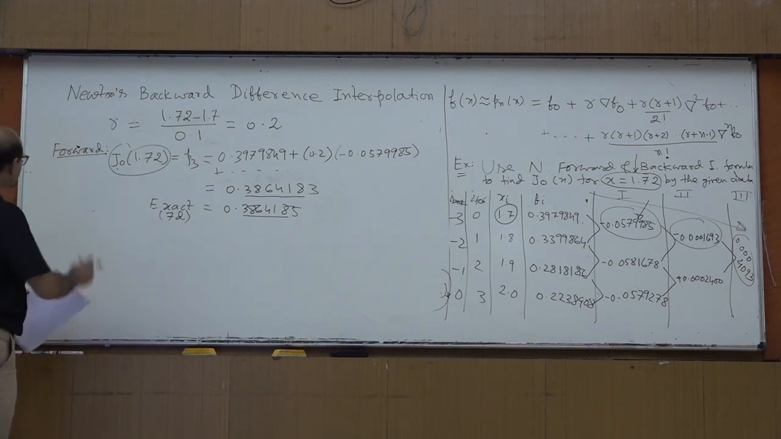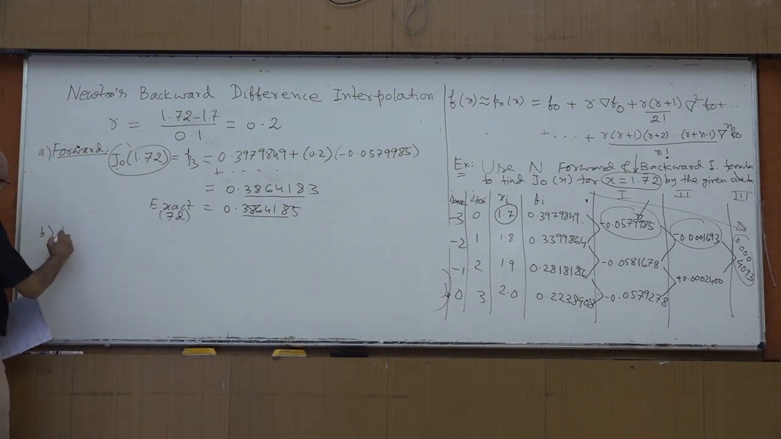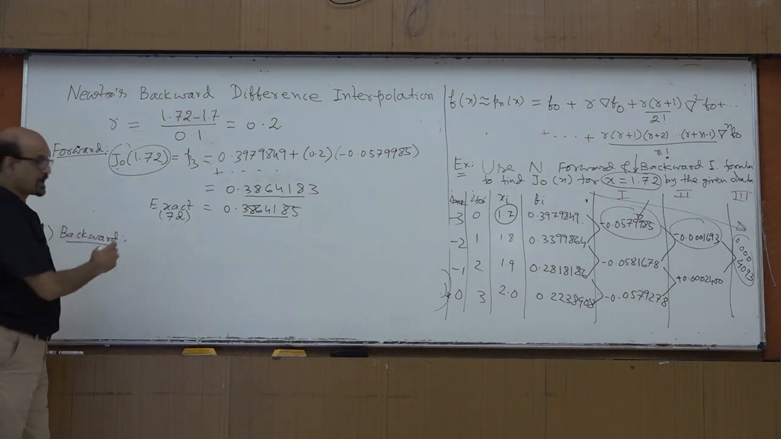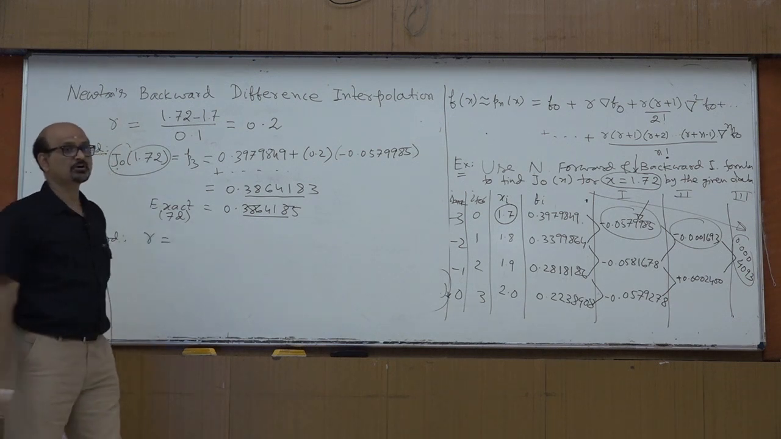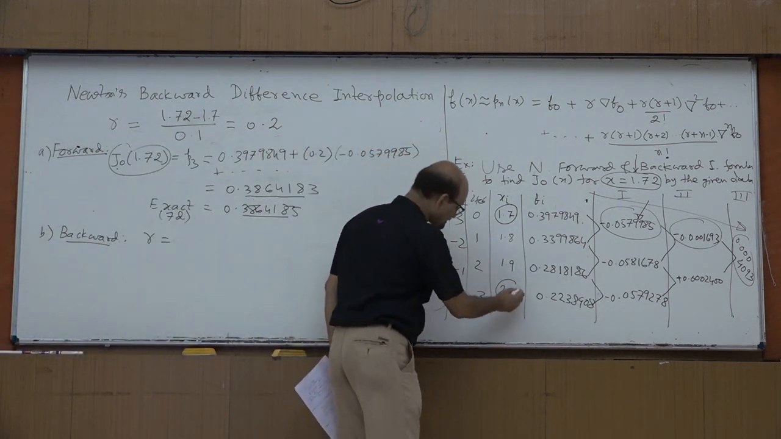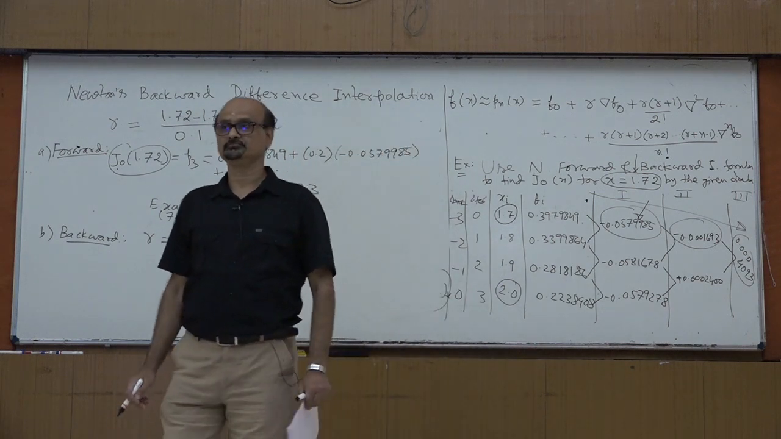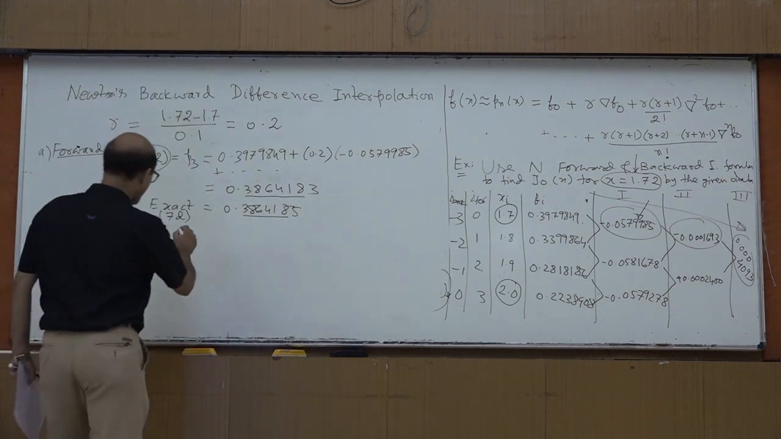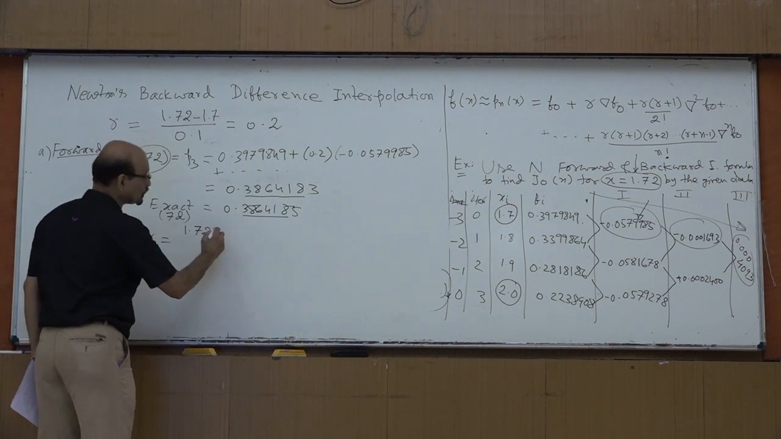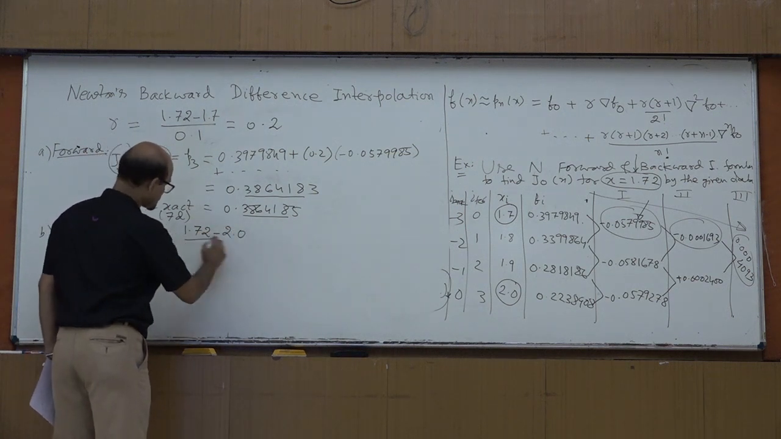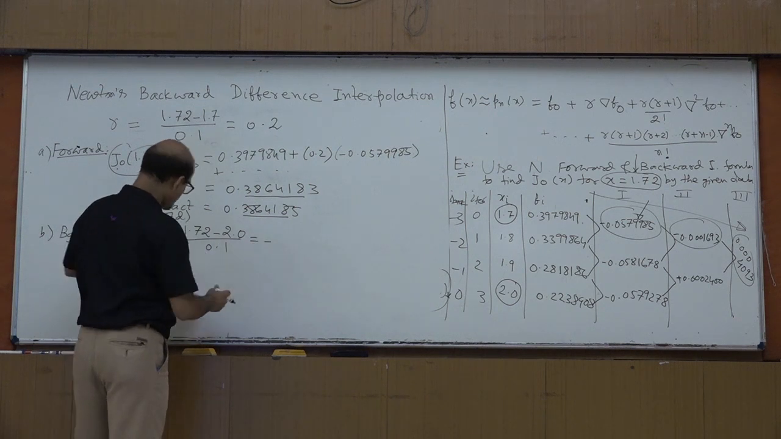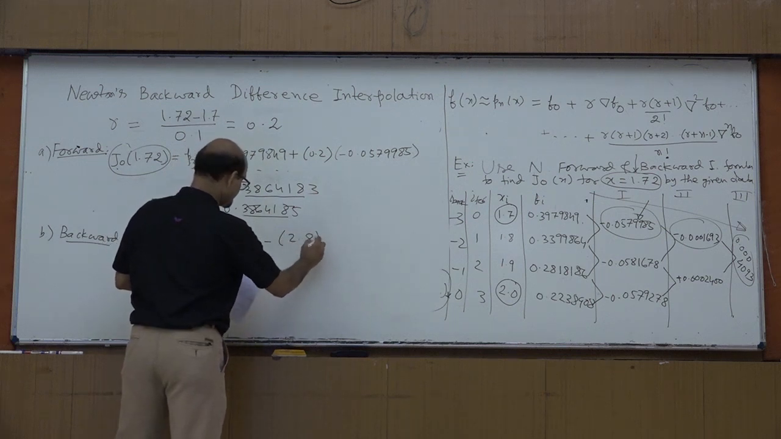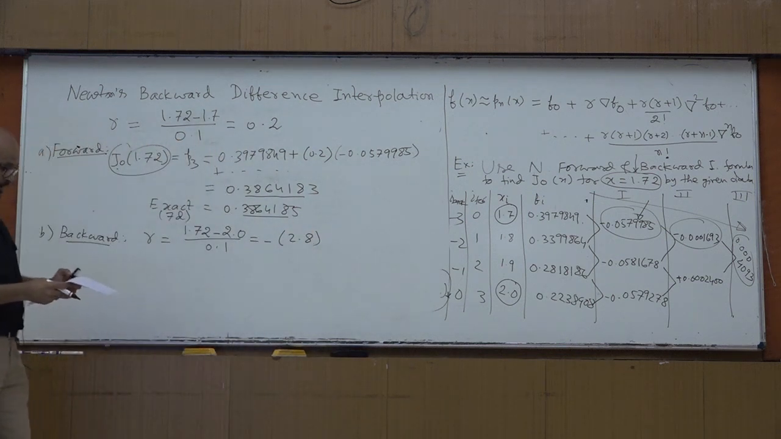Okay? So now let us use backward difference interpolation. Here, I told that R will change because backward means our X naught now is this, 2.0. Fine? So X minus X naught by H, X is your 1.72 and minus x naught divided by 0.1, and this is your minus 2.8.